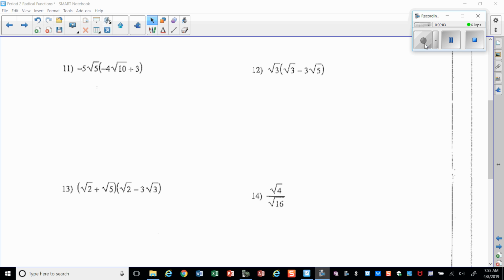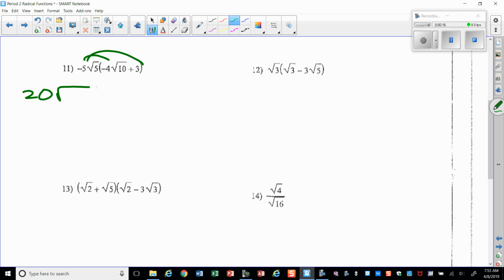Okay, so for number 11, we're still just multiplying. We're doing the distributive property. So I'm going to distribute this to everything inside. So I've got a negative times a negative, so that would be positive 20. And then I've got square root of 5 times square root of 10, so it's the square root of 50.